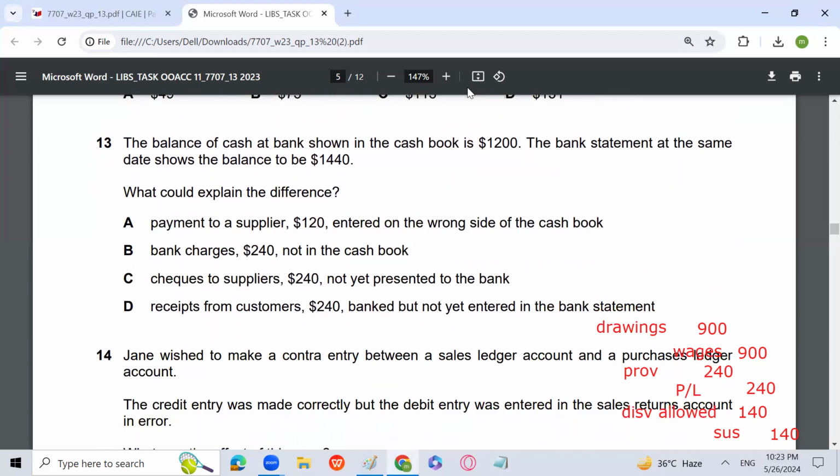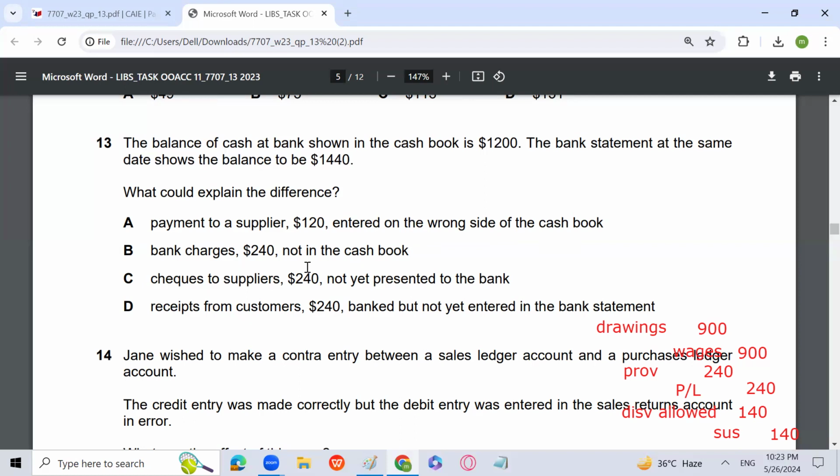The balance of cash at bank shown in the cash book is 1200. The bank statement at the same date shows the balance to be 1440. Which could explain the difference? What is the reason for the difference? Payment to supplier 120 entered on the wrong side of the cash book. Now always remember that payment to supplier usually comes on the credit side of the cash book. You have debited it. Now you will credit it by double the amount, by 240. But if you credit the amount by 240, it will be subtracted from the cash. So that won't give you the same answer.